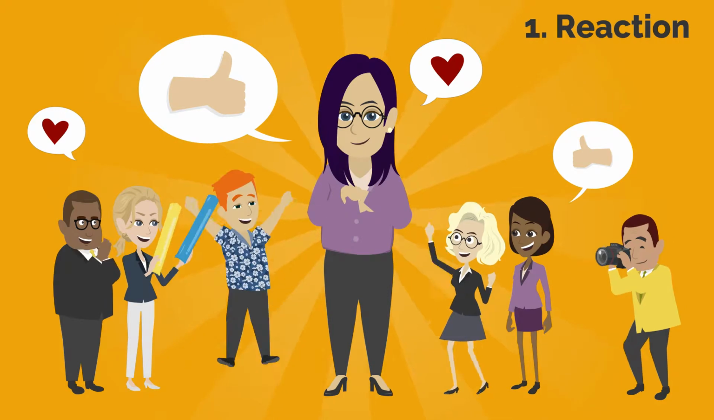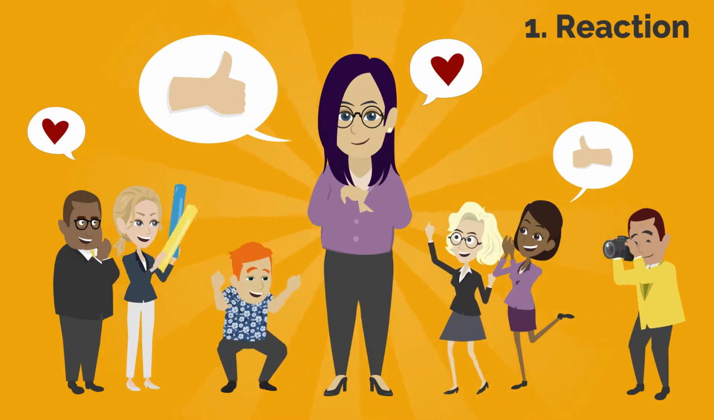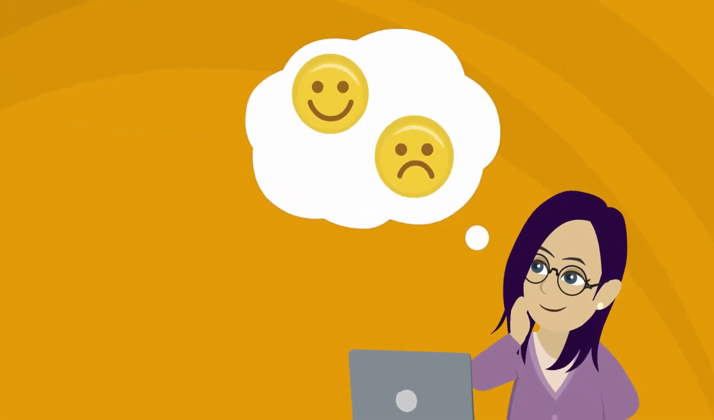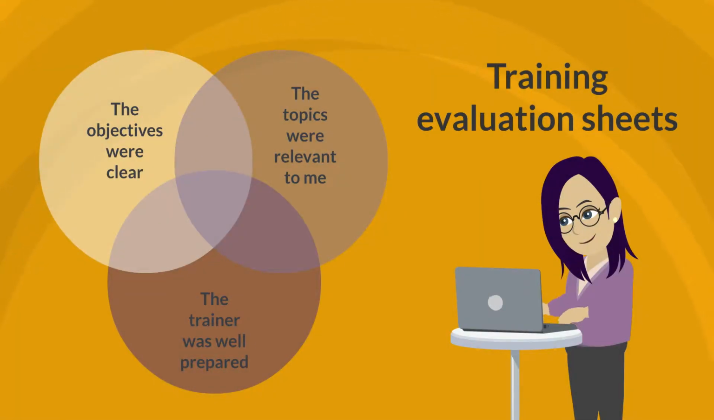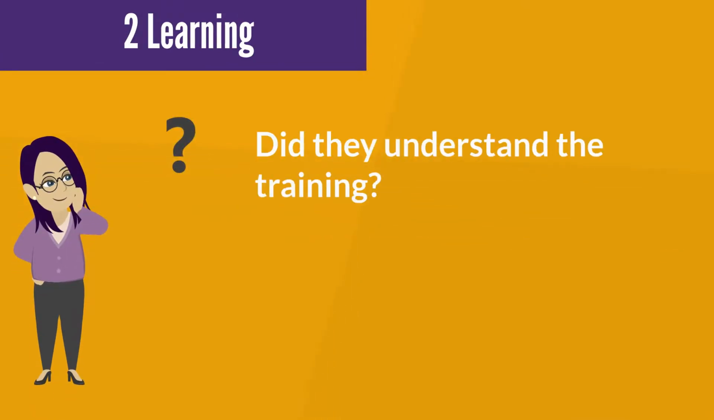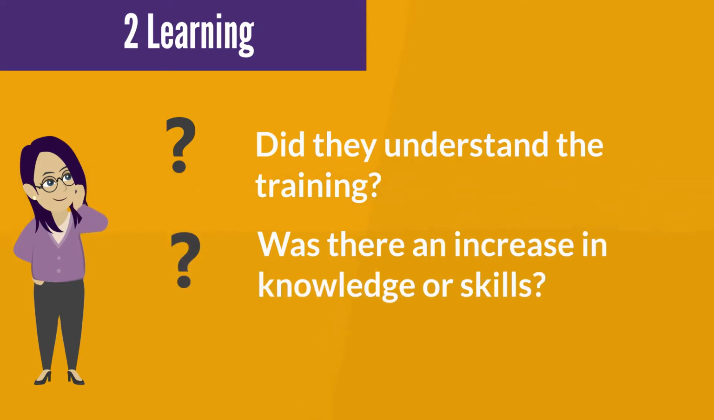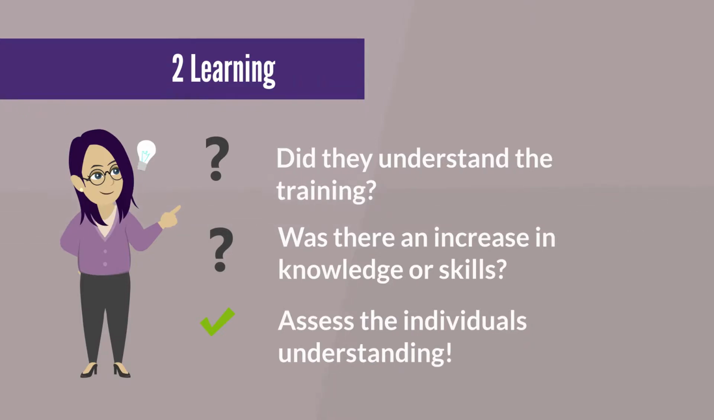The first step in this model is the learner's reaction to the training. Did they like it? Did they find the training materials useful? To what degree did the learners react favourably to the training? These reactions are most often recorded in training evaluation sheets handed out at the end of training courses. Level 2. Learning analysis if they have generally understood the training. For example, increase in knowledge, skills or experience. This can be achieved by assessing the individual's understanding of the training content.